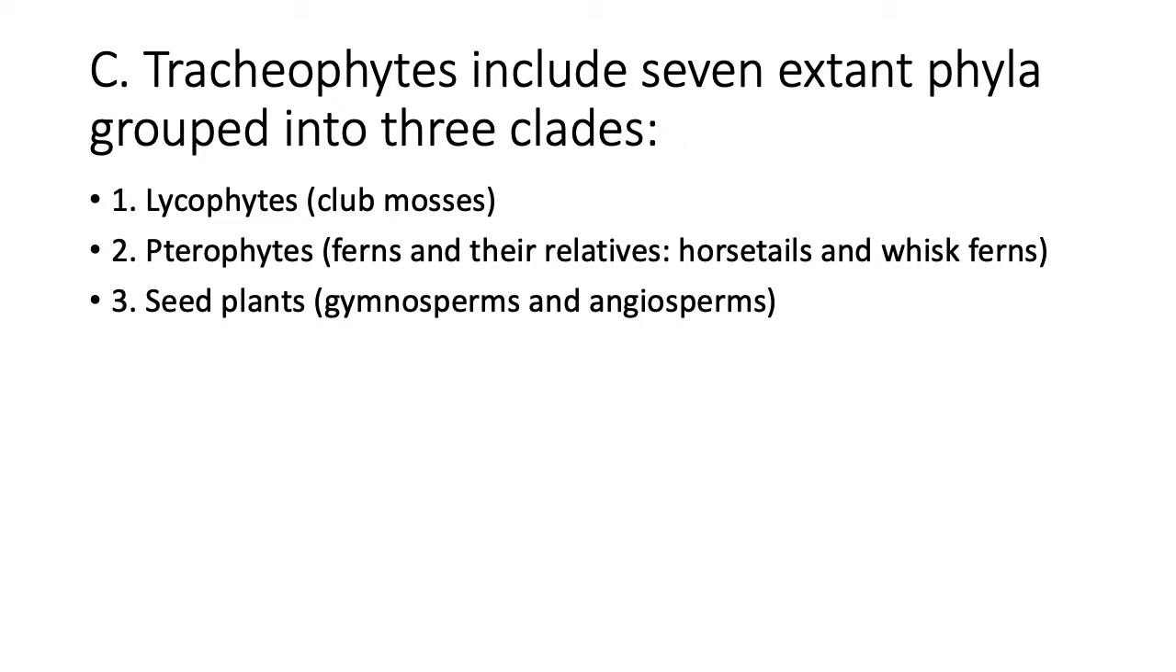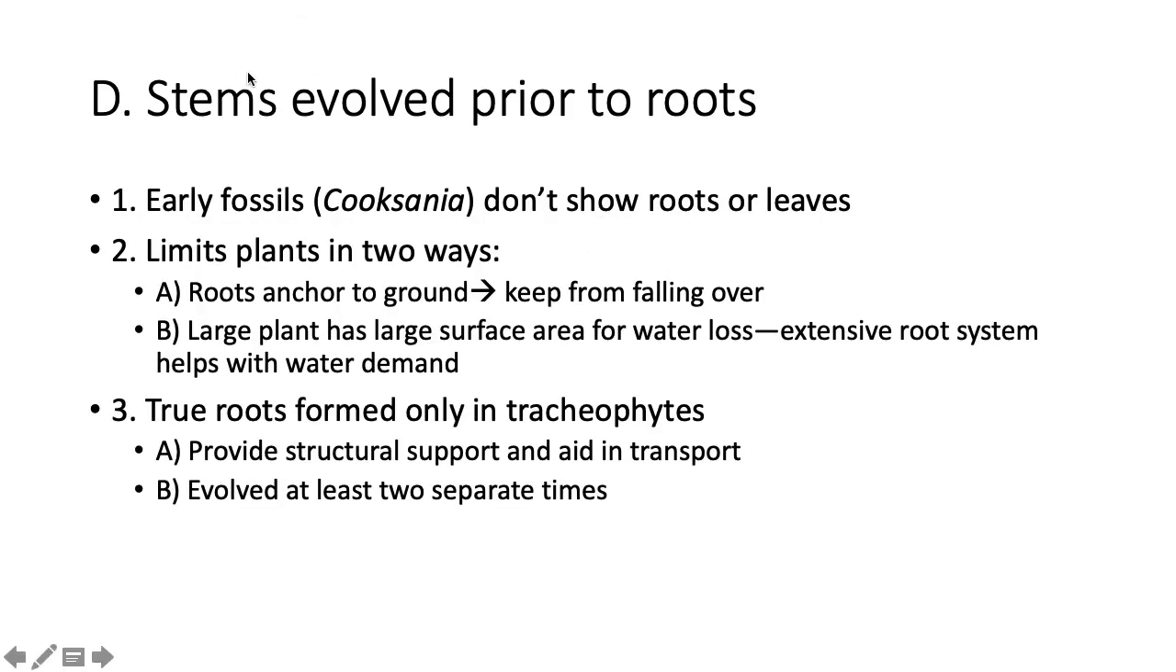Okay, so with tracheophytes, we have roots, stems, and leaves. So let's talk a little bit about those stems. Stems evolved prior to roots, which is interesting. So plants grew tall before they laid down a base, a foundation, if you will. Our early fossils, including the Cooksonia, don't show roots or leaves in those fossil records.